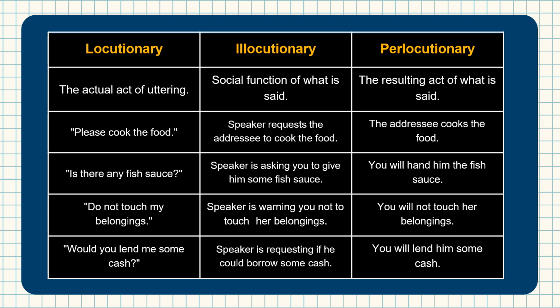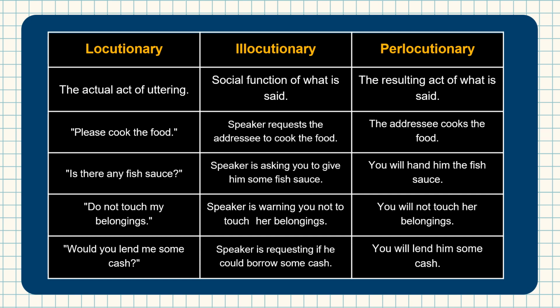First, "Please cook the food." That's the actual message. What do you think is the speaker's intention? The speaker requests the addressee to cook the food. And then the perlocutionary act is that the addressee cooks the food. Because the speaker is requesting someone, perhaps his sibling or someone in the house, to cook. And of course, the impact is that since it's a request, a command, the other person will do the act.